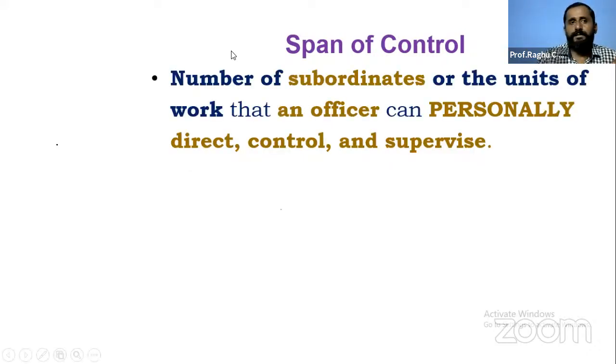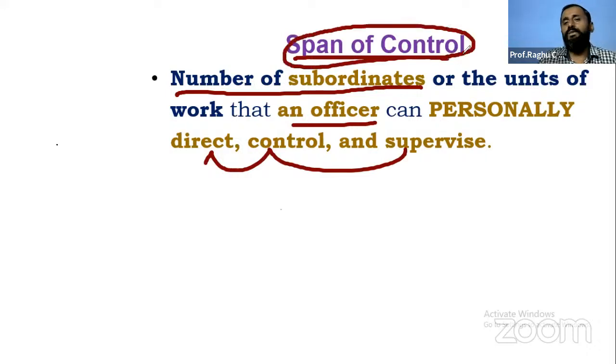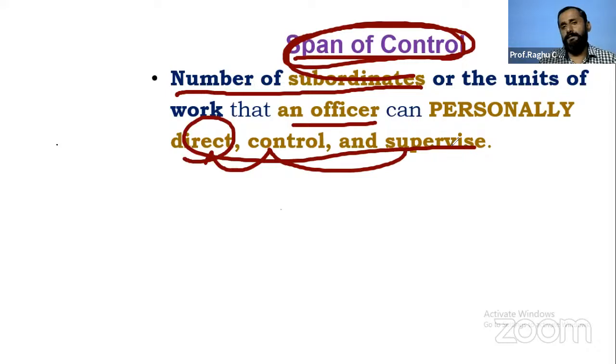Number of subordinates, 10. So Tiwariji says that it is 10. It varies. It depends. Okay, let me first complete this definition. Number of subordinates or number of units of work that an officer can personally direct, control, and supervise. What is span of control? It refers to the unit of work or the number of subordinates whom he can direct, control, and supervise.